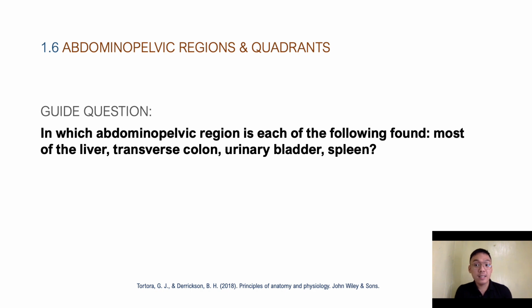You're right. The liver is mostly in your epigastric region. The transverse colon is in the umbilical region. And the urinary bladder is in the hypogastric region. And the spleen is in your left hypochondriac region.